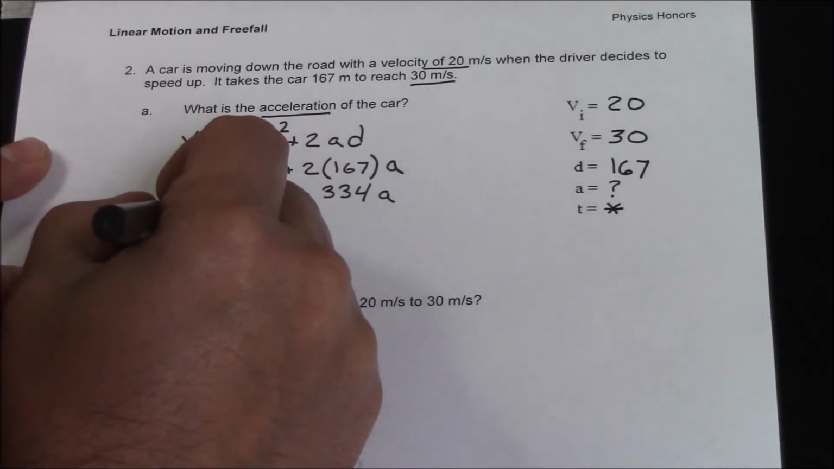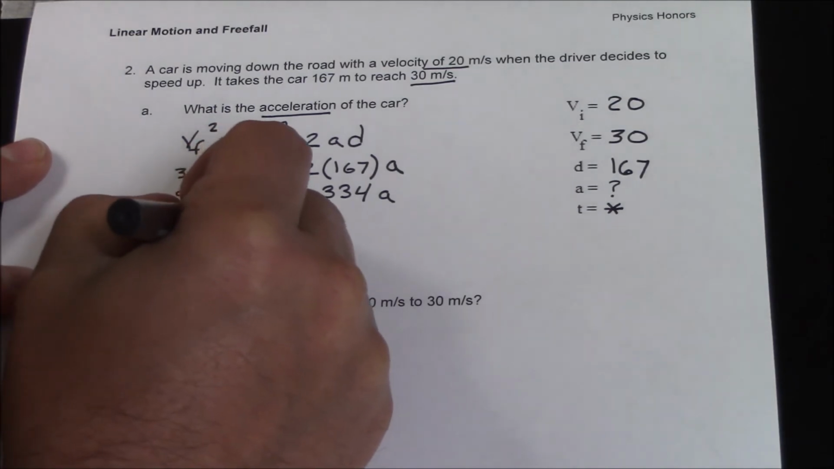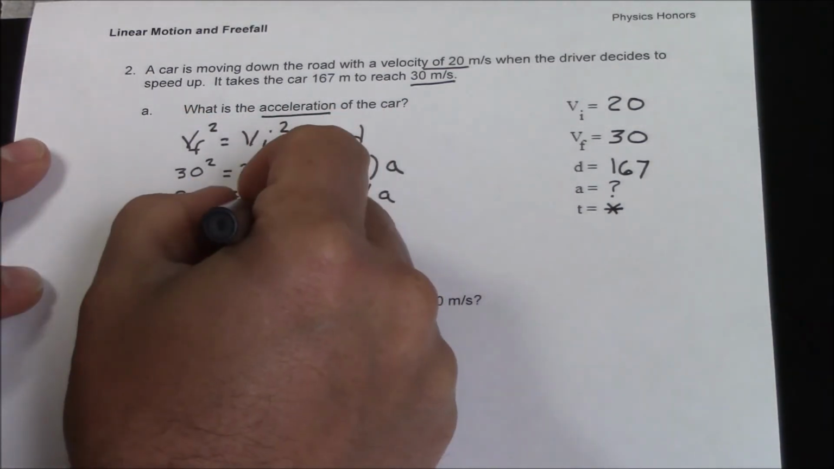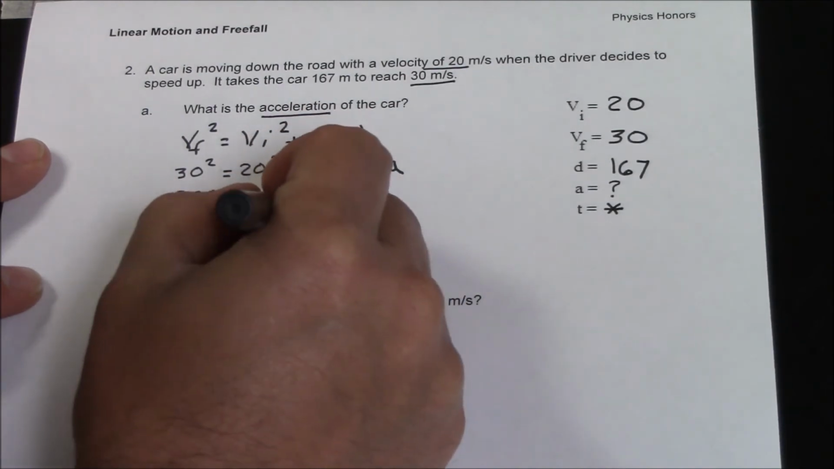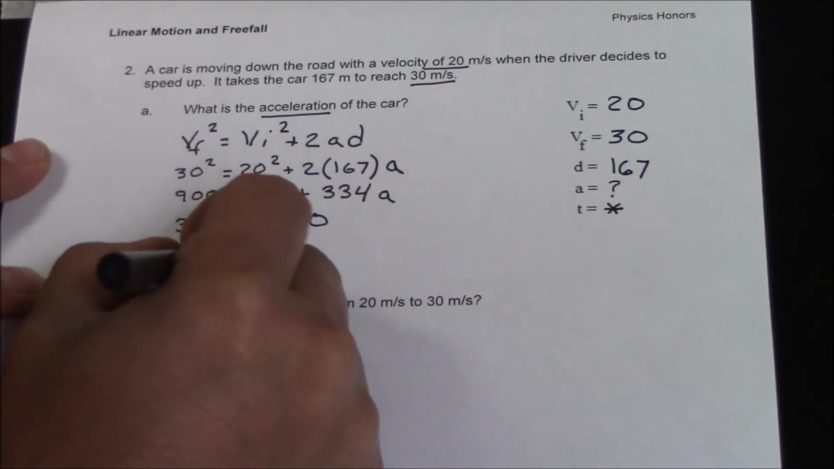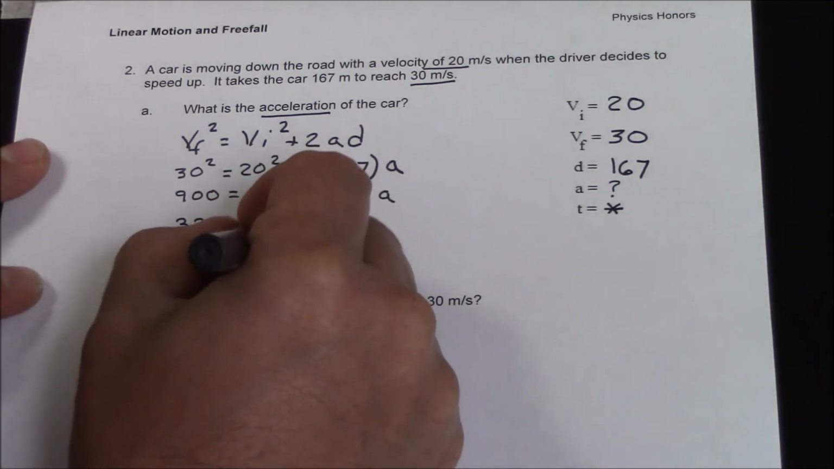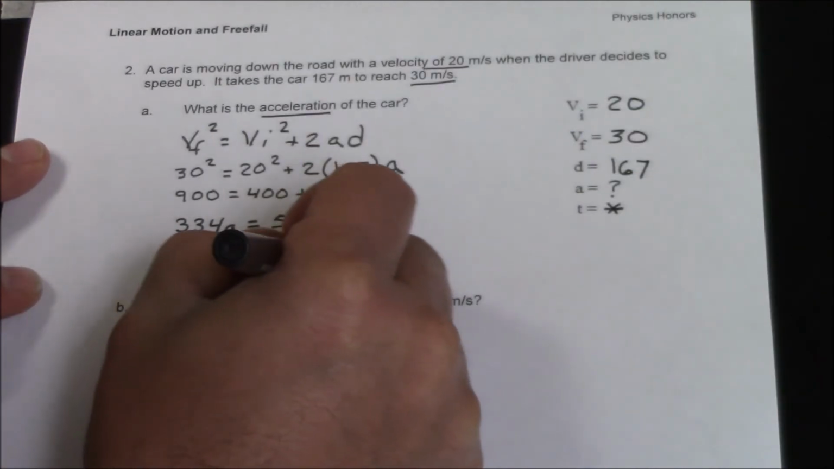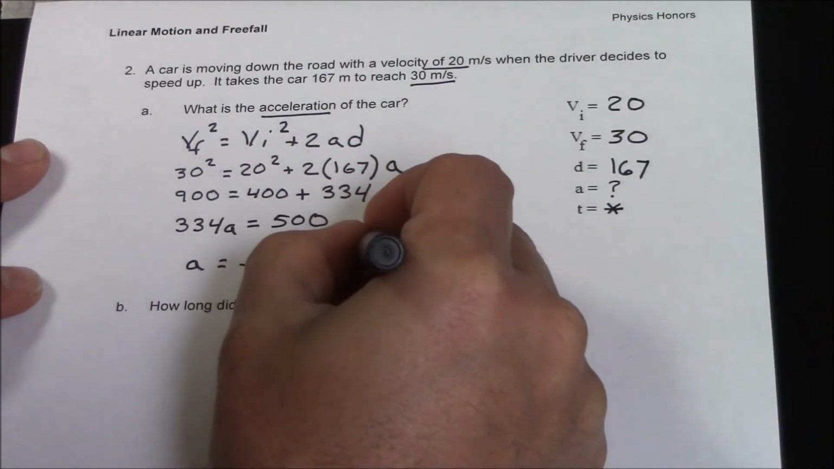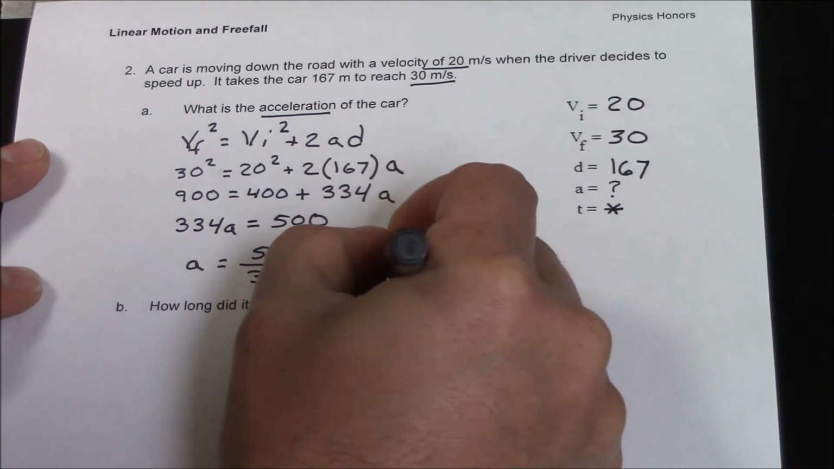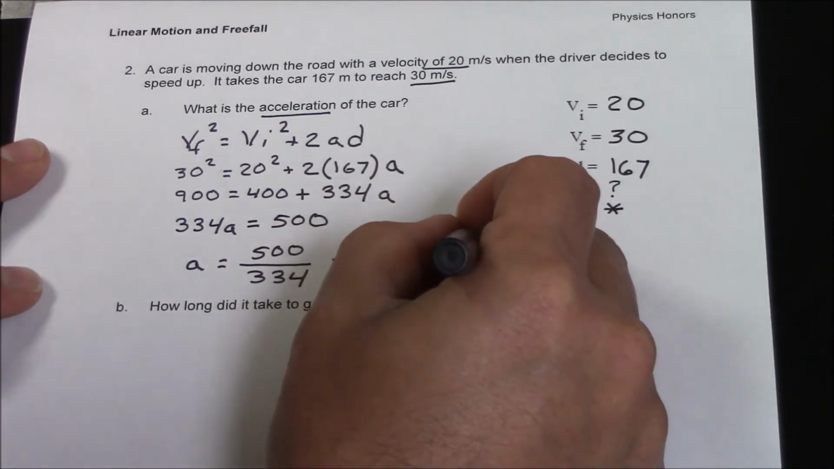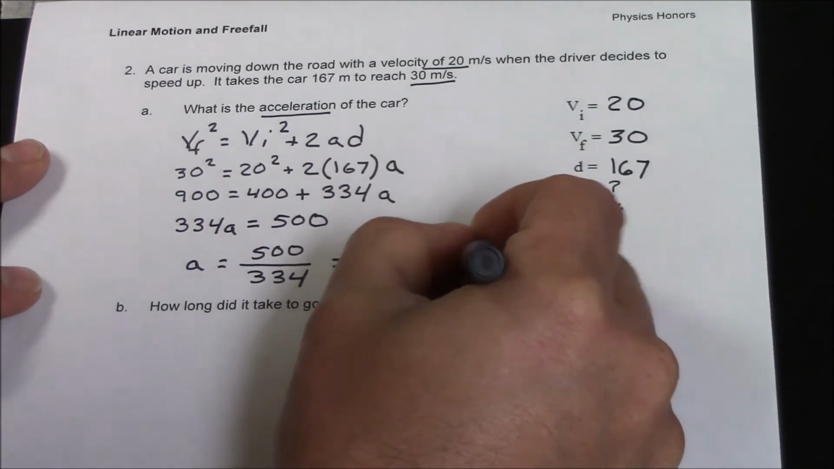So then we end up with 334A. I subtract 400 from both sides. I'm left with equals 500. So the acceleration is going to be 500 divided by 334, which gives me, I rounded off to 1.5 meters per second, which we can just write as meters per second squared.